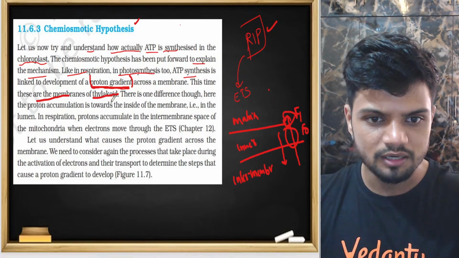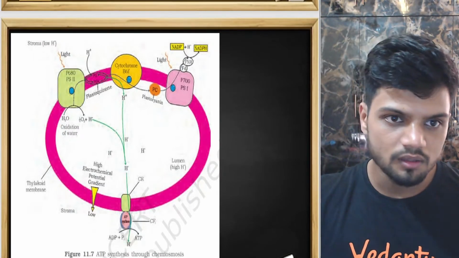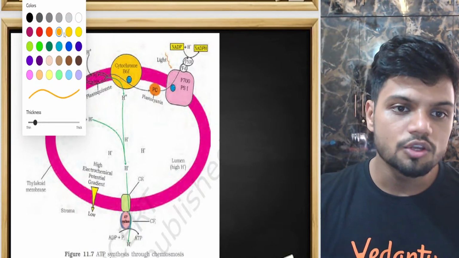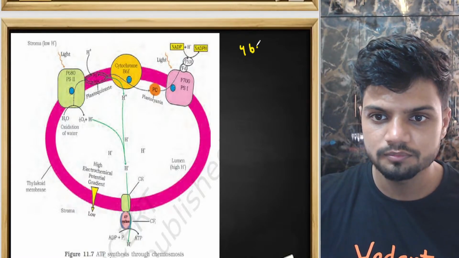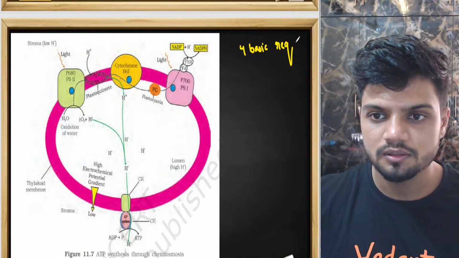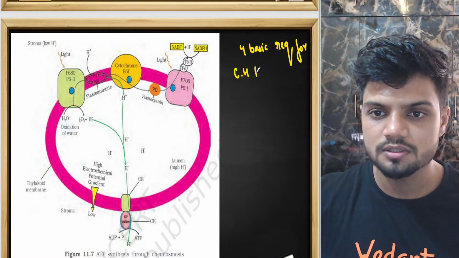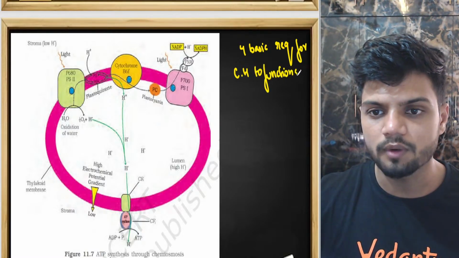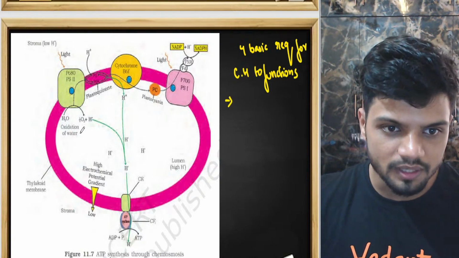Let's understand the electron transport chain with the help of a diagram first. Before I start explaining the chemiosmotic hypothesis, you need to know there are four basic requirements for it to function. What are the four main requirements? The first one is going to be the intact membrane.